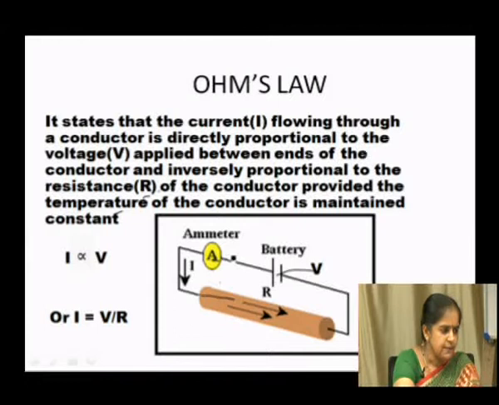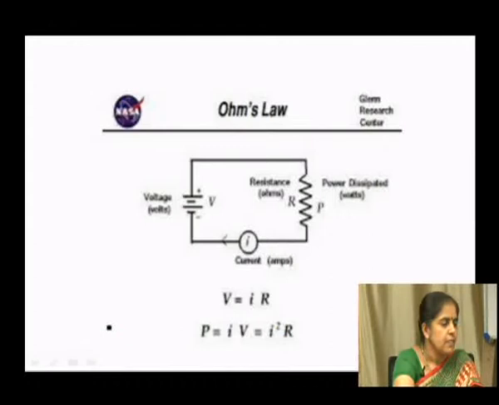Resistance is R, the resistance of the conductor is R, and the current which is flowing in the circuit is inversely proportional to R. By combining these two relations, it becomes I is proportional to V by R. By removing the proportionality mark, the equation becomes I is equal to V divided by R. This is the relationship between current, voltage as well as the resistance in the circuit. So this expression is nothing but Ohm's law. This circuit shows Ohm's law in the form of a mathematical expression.